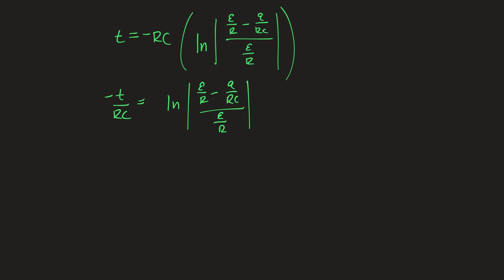But now I'm going to raise everything to a base of e. So on the left side, I get e to the minus t over RC. And on the right side, I just get e over R minus Q over RC, divided by e over R. Raising the natural log to a base of e effectively cancels out the natural log.